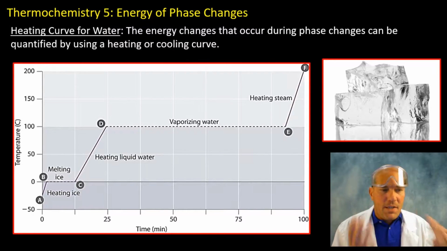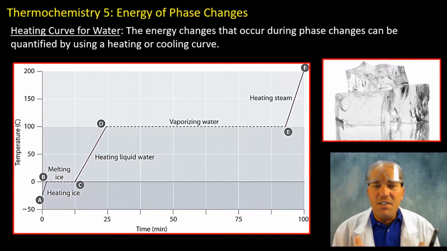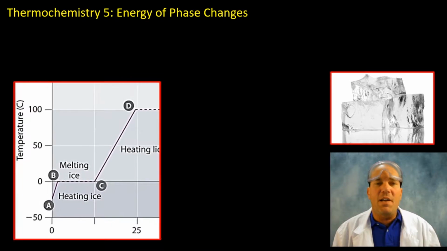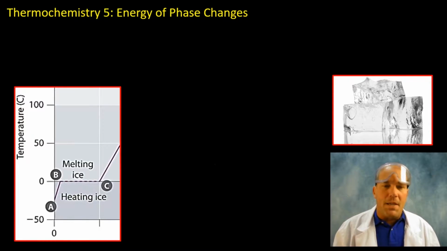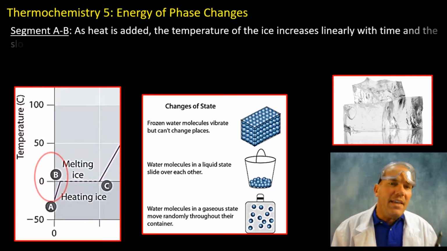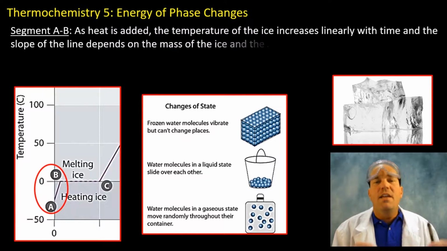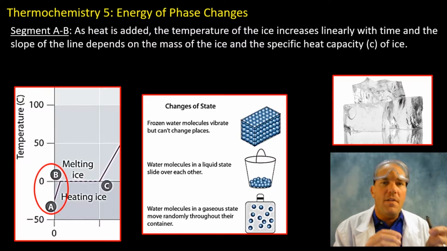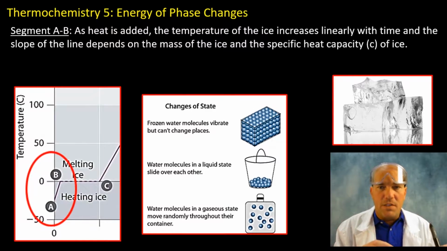Here is the heating curve, and it is broken into segments. I'm going to look at each segment individually. So let's start with the segment A to B. In segment A to B, as heat is added, the temperature of ice increases.